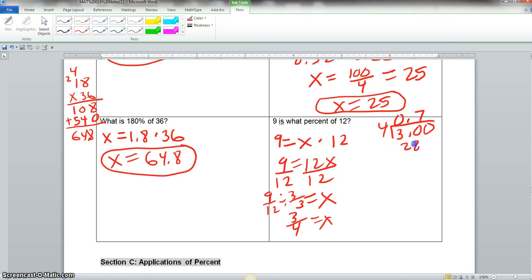7 times 4 is 28. 30 minus 28 is 2. Bring down the 0. 4 goes into 20 5 times. 5 times 4 is 20. We have no remainder here. So now we want to change this decimal to a percent. So we have 0.75. We will move this decimal 2 places to the right, and our final answer would be 75%.